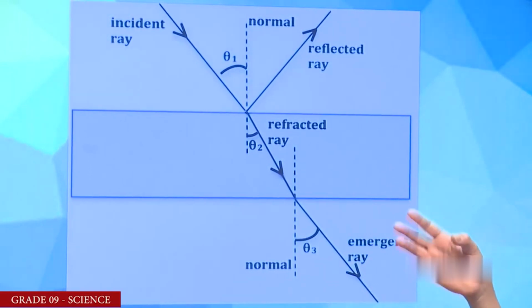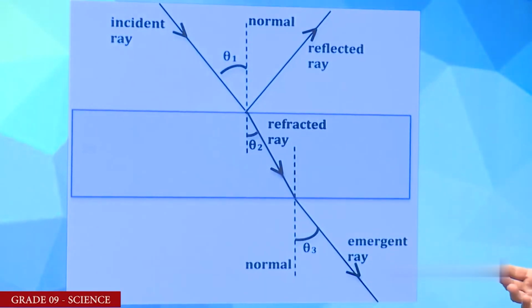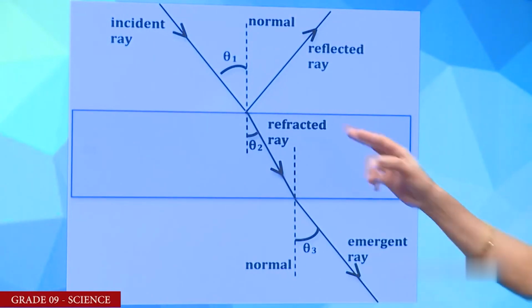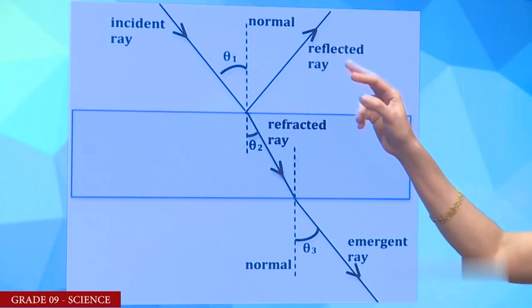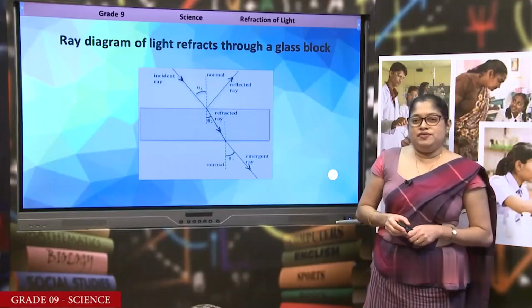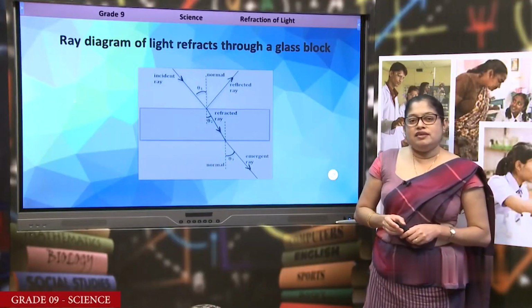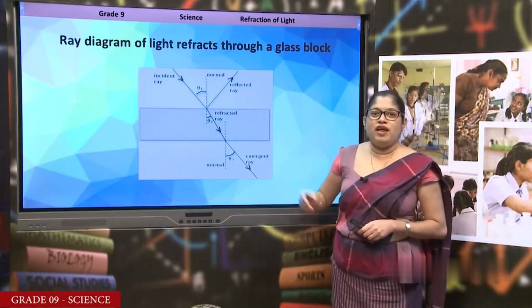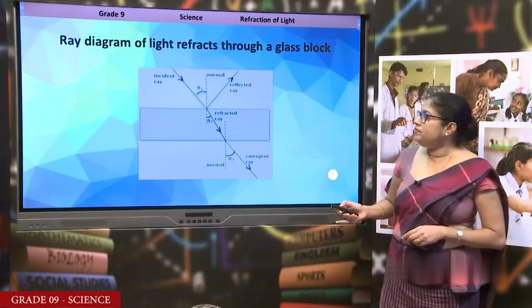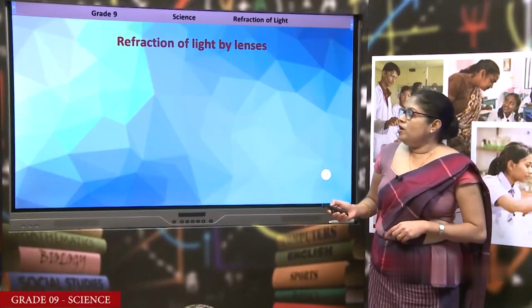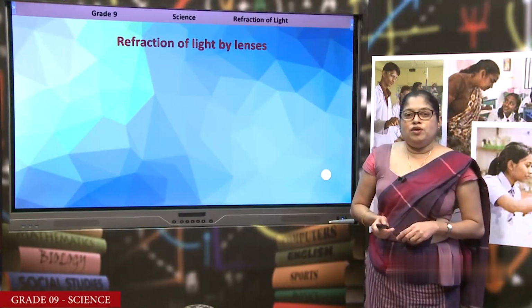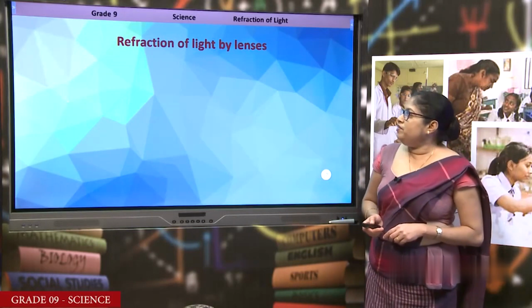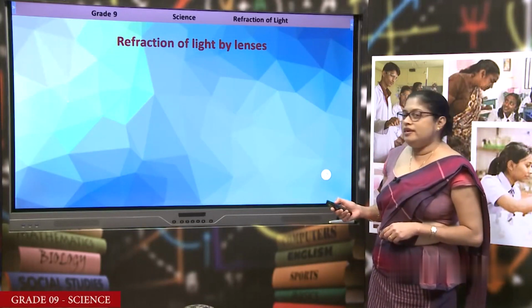When light is incident on an object, not all the light rays get refracted. Some of it is reflected too. In this activity, we neglect the reflected ray of light. With that knowledge, we will move on to the refraction of light by lenses.